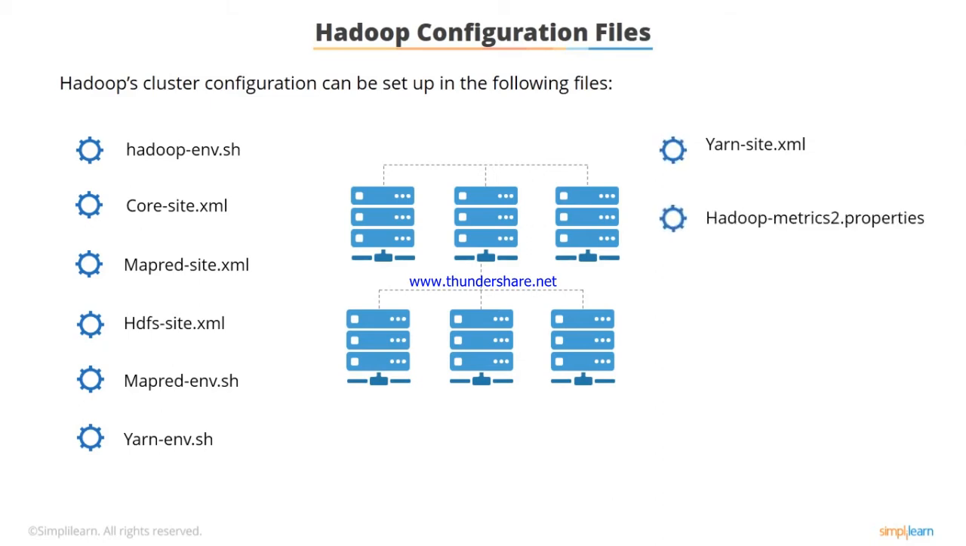hadoop-metrics2.properties contains properties for controlling how metrics are gathered and published in Hadoop. log4j.properties contains properties for system log files, name node audit log, task log for task JVM process, and so on. hadoop-policy.xml contains the configuration settings for access control lists, or ACLs, when running Hadoop in a secure mode. slaves contains a list of machines that run data nodes and node managers on them.